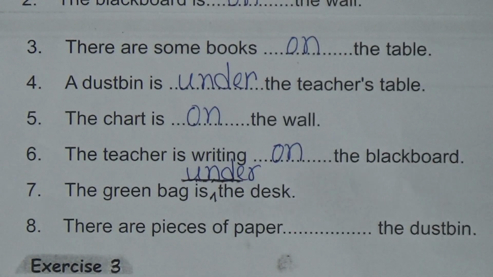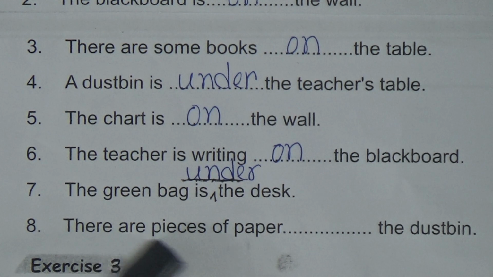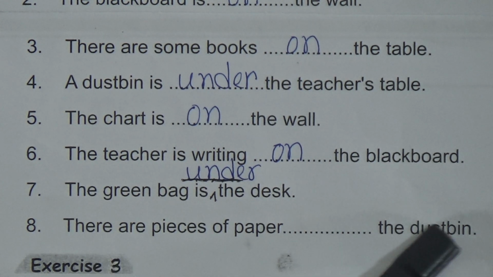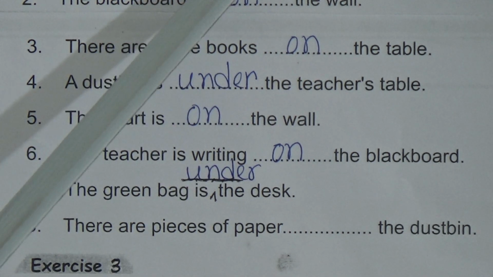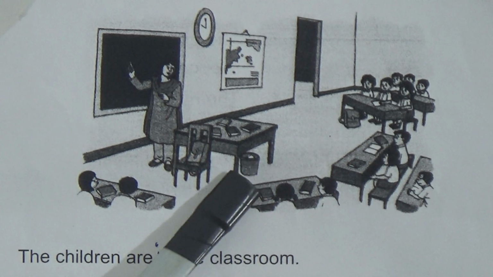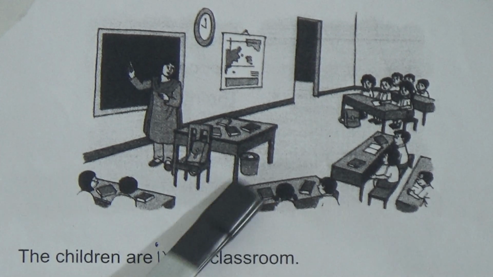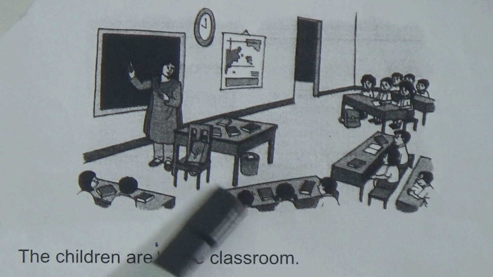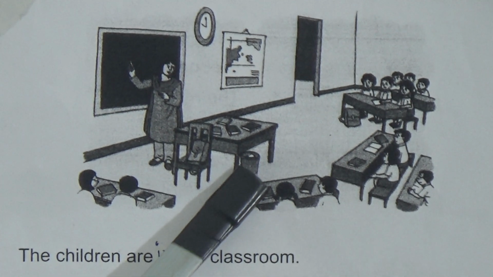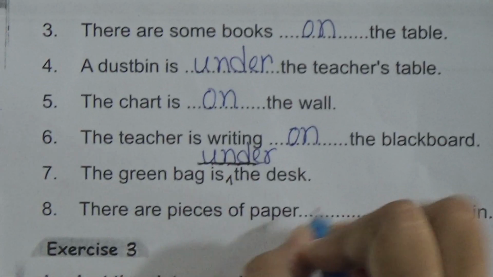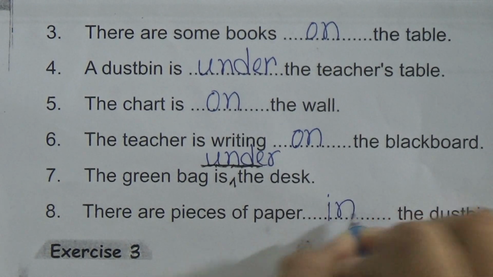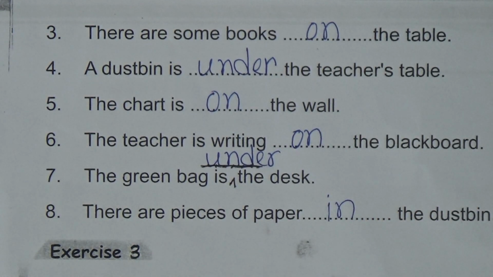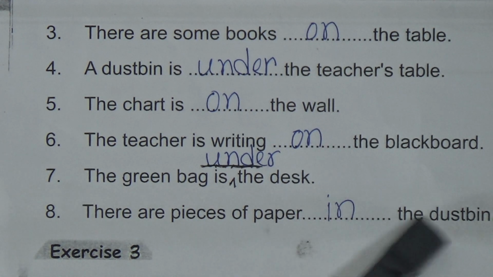And now look, number 8. There are pieces of paper dash the dustbin. So where is the dustbin? Now look, there is the dustbin. It is under the table. But where is the paper? Now look at the picture. The pieces of paper are inside the dustbin. So what will you write here? Yes, we know the answer. We will write here in. That means that there are pieces of paper in the dustbin.